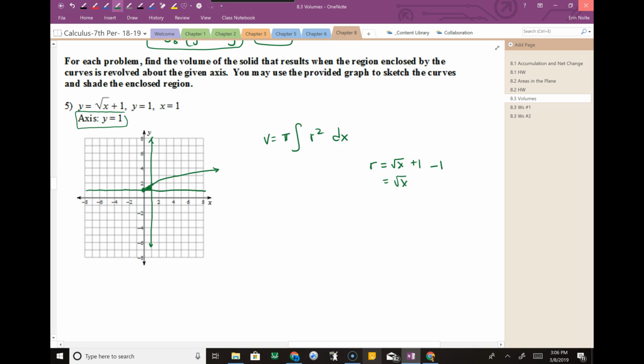Yes, Haley. What we're solving is the shaded in part, right? What this equation is equivalent to is the shaded in part. So what we're finding is, if that area was going to revolve around the y equals 1 line and create a 3-dimensional space, we're finding that volume.